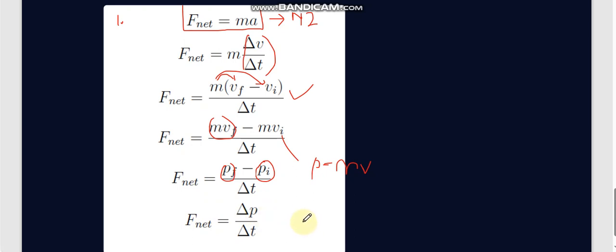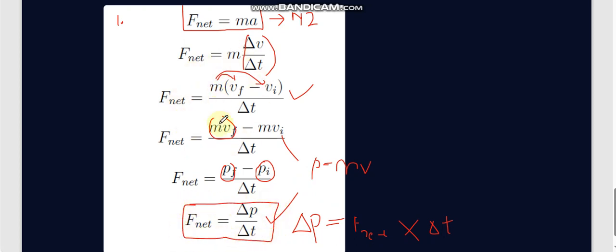So last time they were writing it like this: change in p is equal to F net multiplied by the change in t. So here I've just made the change in p the subject of the formula, but this is basically how it came to get to this form guys. They've applied all these steps here to actually take us to this last step of it.